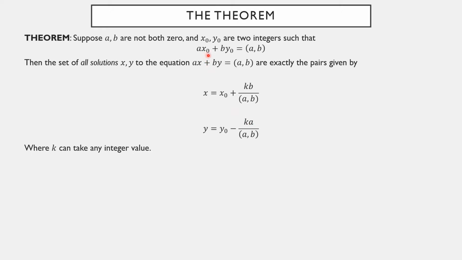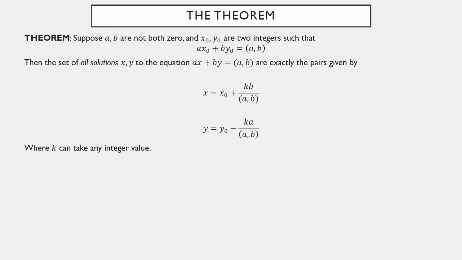Specifically, if you find one solution, then any pair x, y of this form will also be a solution, and any possible solution must be of this form. But this also tells you that as soon as you find one solution, there must be infinitely many because k can be any integer. Note that one of these has a plus and one of them has a minus.